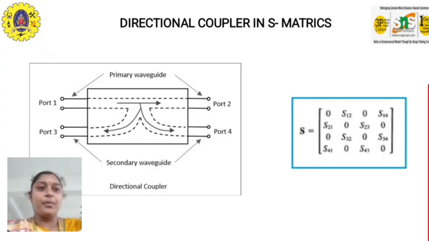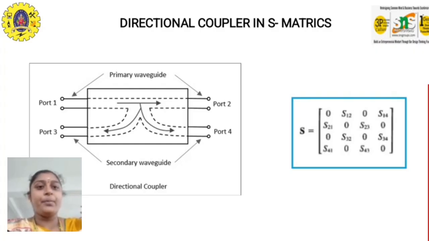In a directional coupler, the waveguide passes between the microwave devices. Those devices are the directional coupler, isolator, circulator and attenuator. First, we discuss the directional coupler in S matrix, and how the S parameters relate to the directional coupler operations.